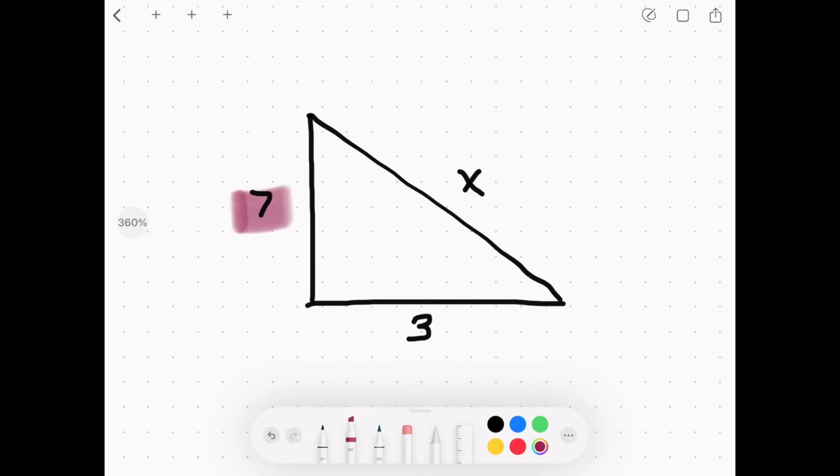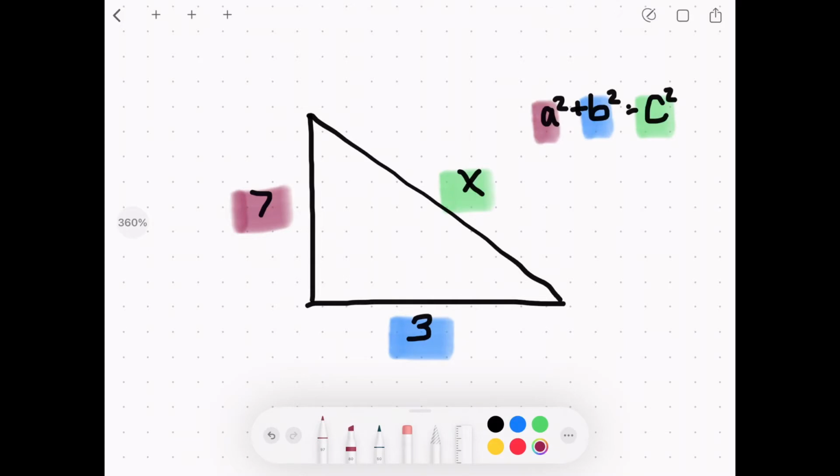So here we have side A as 7 and side B as 3, and C is x. It's undefined, so we are trying to find the hypotenuse, or the value of x. To solve this problem, first we're going to write the Pythagorean Theorem, a squared plus b squared equals c squared.